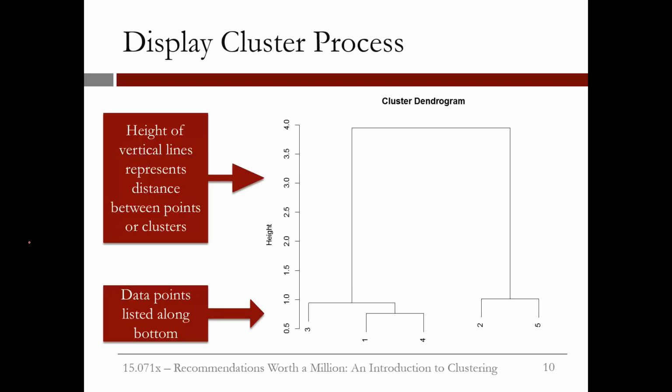The hierarchical cluster process can be displayed through what's called a dendrogram. The data points are listed along the bottom, and the lines show how the clusters were combined. The height of the lines represents how far apart the clusters were when they were combined. So points 1 and 4 were pretty close together when they were combined. But when we combined the 2 clusters at the end, they were significantly farther apart.